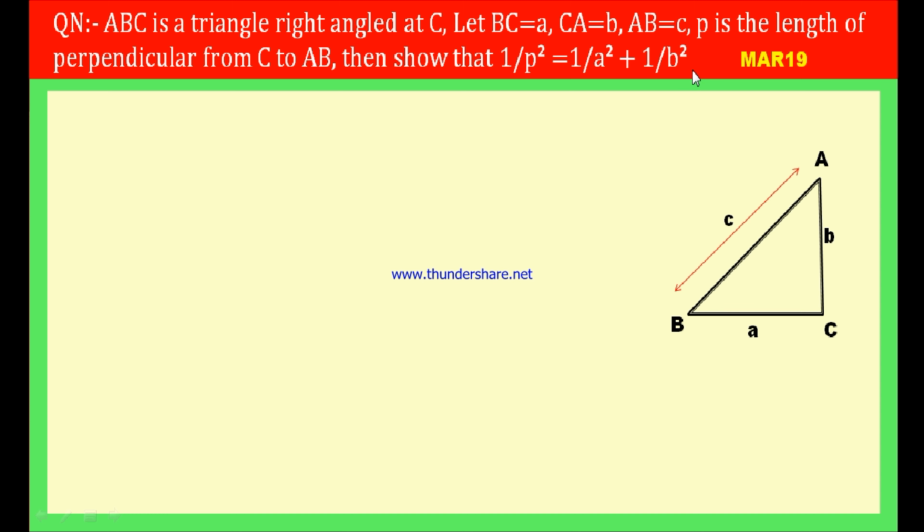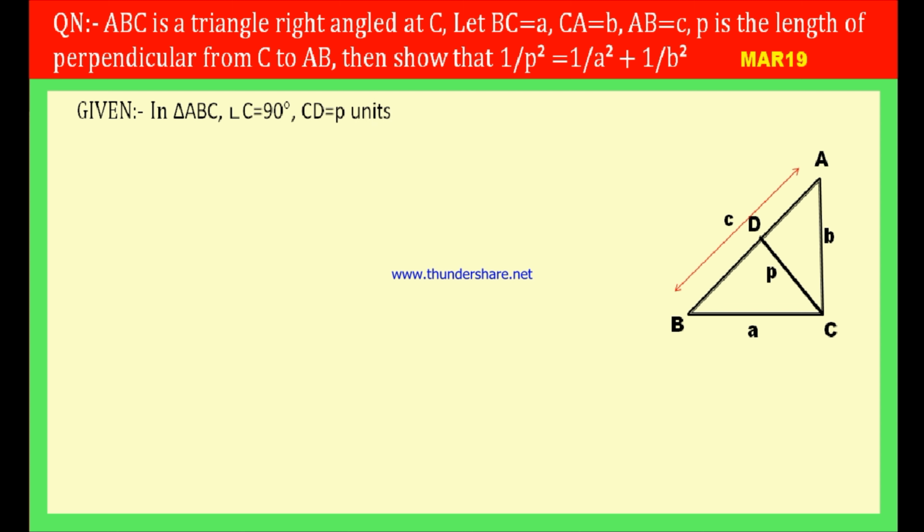Now P is the length of the perpendicular from C onto AB. From the vertex C, you have to draw a perpendicular onto AB. This perpendicular meets AB at D, and the length of the perpendicular is equal to small p units. Now we have to prove that 1 by p square is equal to 1 by a square plus 1 by b square. First of all, let us write given.